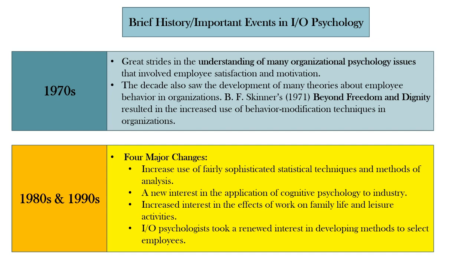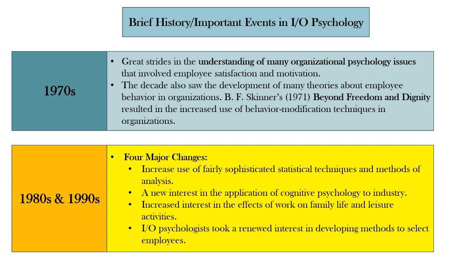Okay? In the 1980s and the 1990s, there were four major changes in the setup of organizational psychology and industrial psychology. We have the increased use of fairly sophisticated statistical techniques and methods of analysis. Okay? Such as we have the statistical tools that are used in research. There is also a new interest in the application of cognitive psychology to industry and the increased interest in the effects of work on family life and leisure activities. IO psychologists also took a renewed interest in developing methods to select employees.